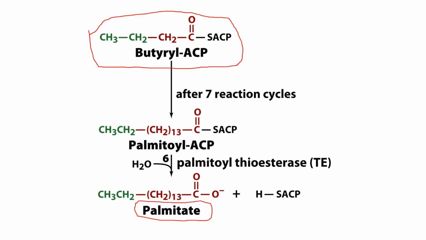Now, this can remain as palmitic acid if we need that, but we can also use this to generate longer fatty acid chains that can be saturated or unsaturated, and this occurs through the actions of enzymes such as elongases and desaturases to introduce those double bonds.